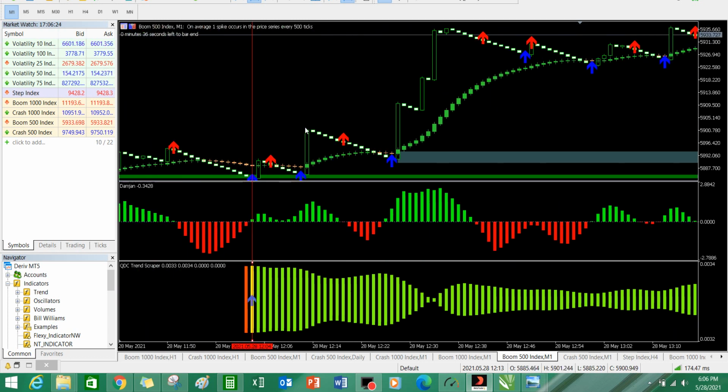But check it out, this is what I'm trying to say. This should be the entry point for the trend, if you are following the trend. Like I said, apart from the support and resistance level, it is always important you also know the trend of the market.